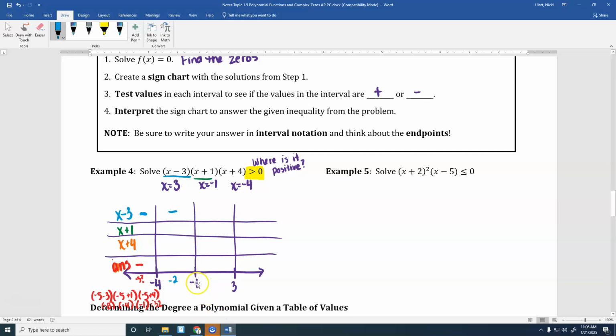A number between negative 1 and 3 to pick, a good one might be like 0 or 1. 0 minus 3, still negative there. And then a number bigger than 3, such as 4. 4 minus 3 would give me a positive.